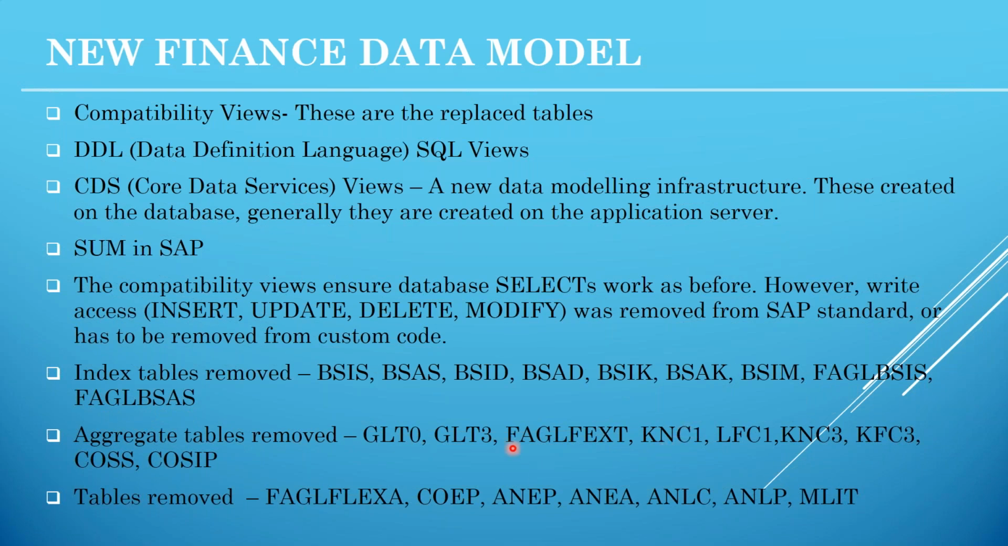All these tables are the totals tables, aggregated tables, GLT0, GLT3. All these are used to aggregate the data that is in BSEG, because BSEG is a very huge table, and that is coupled with the BKPF, which stores the header level details.